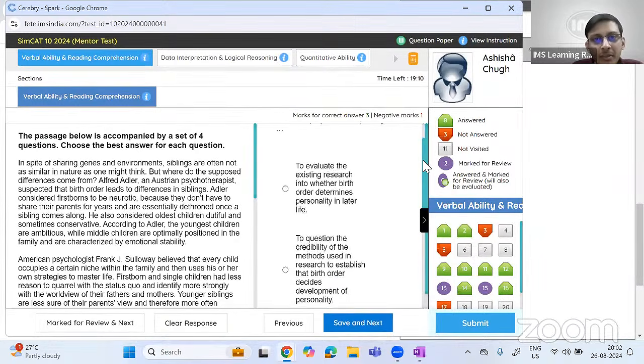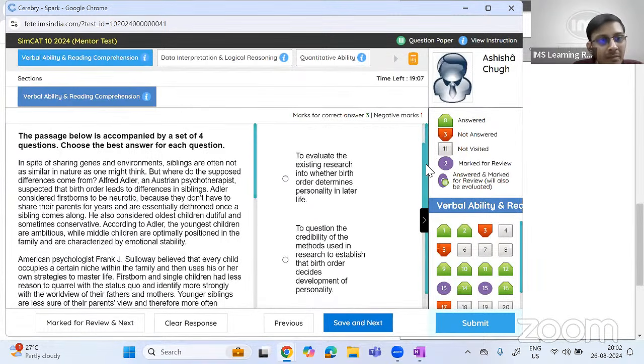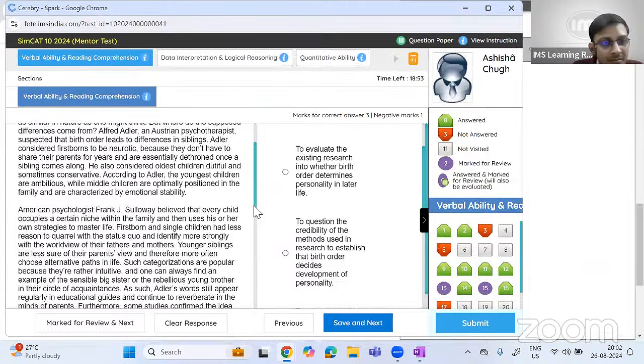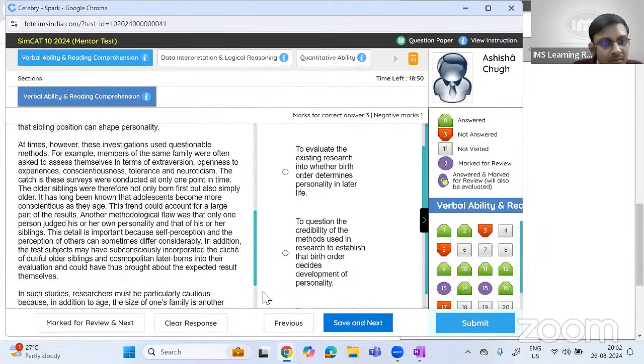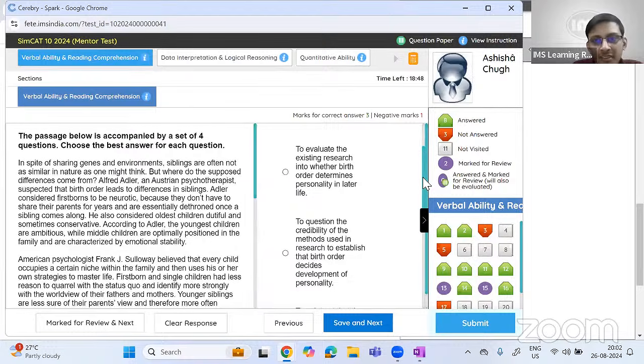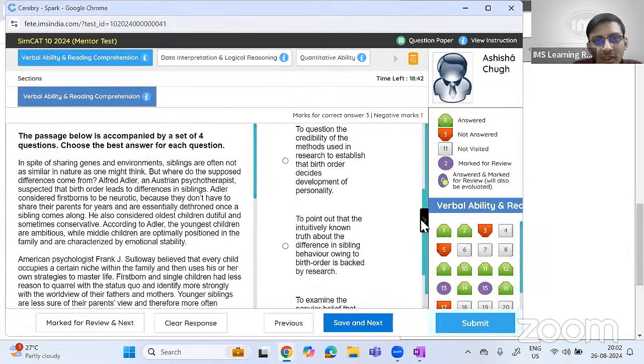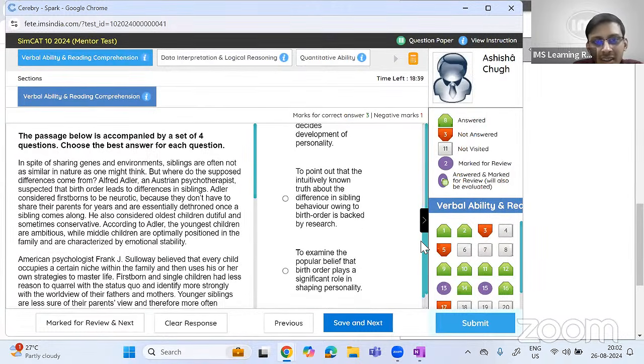Okay, now next one, main purpose of this passage is, okay, main purpose. This might be tricky. To evaluate the existing research into whether birth order determines personality. Okay, there has been some research mentioned, I guess. Question the credibility of methods used. No, it was not just about questioning the credibility of methods. I can eliminate that. To point out that the intuitively known truth about difference in sibling behavior owing to birth order is backed by research. Okay.